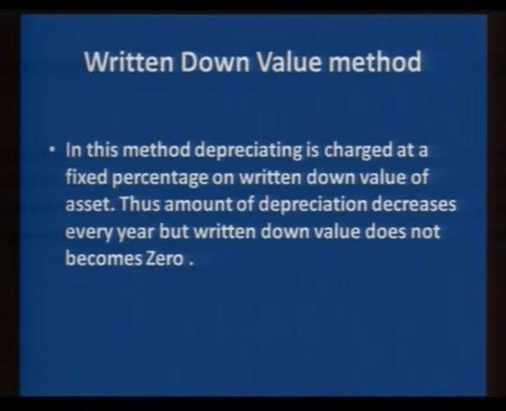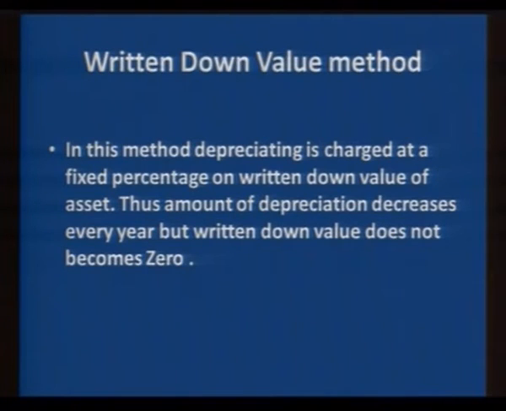Limitations under this method. Now, sir, kindly explain the diminishing balance method of charging depreciation with its merits as well as limitations. The diminishing balance method, or we call it the written down value method, is an important method. In this method we charge depreciation at a fixed rate on the remaining amount of the asset.